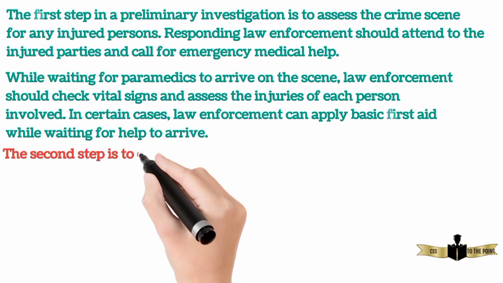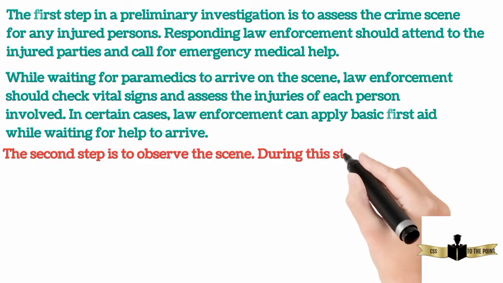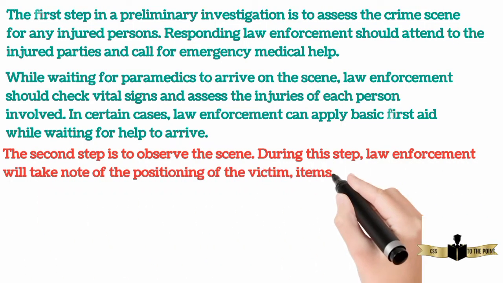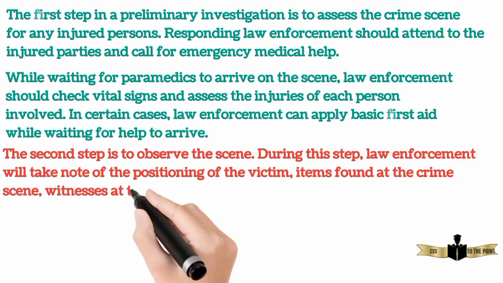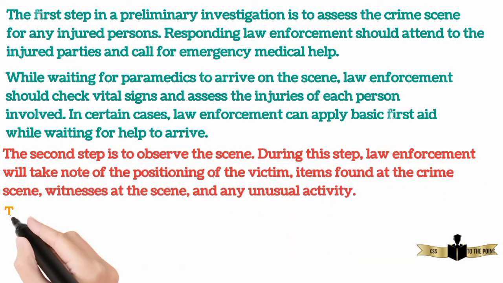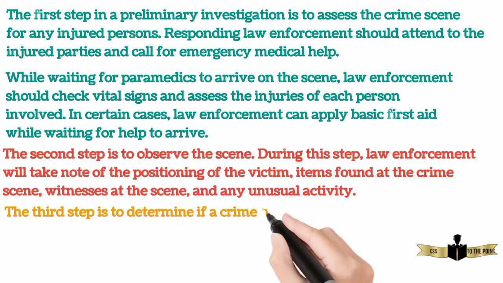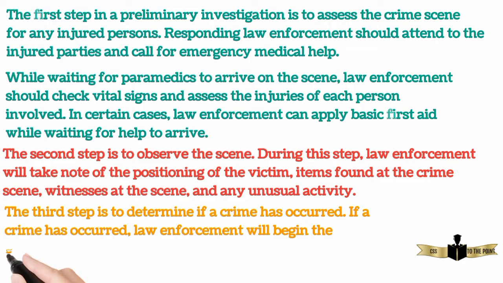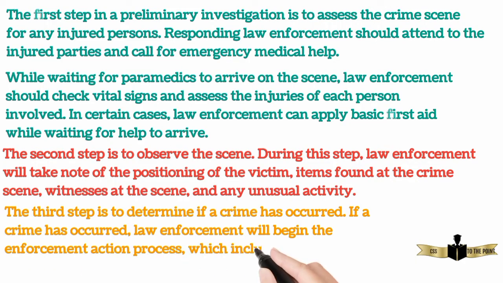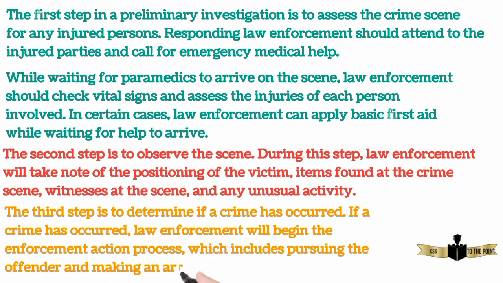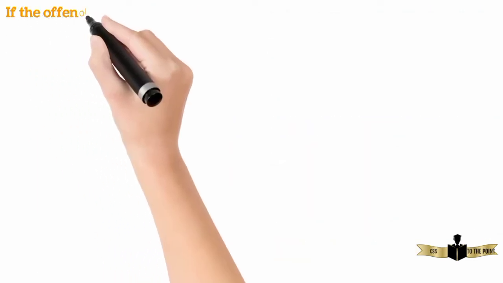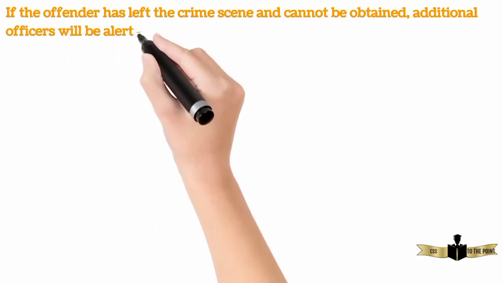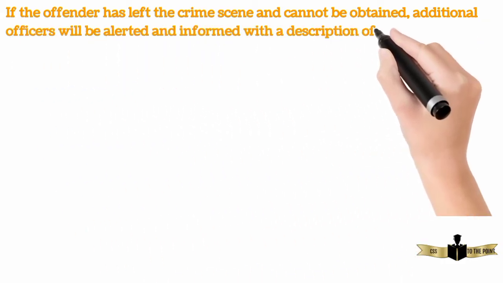The second step is to observe the scene. During this step, law enforcement will take note of the positioning of the victim, items found at the crime scene, witnesses at the scene, and any unusual activity. The third step is to determine if a crime has occurred. If a crime has occurred, law enforcement will begin the enforcement action process, which includes pursuing the offender and making an arrest. If the offender has left the crime scene and cannot be obtained, additional officers will be alerted and informed with a description of the suspect.